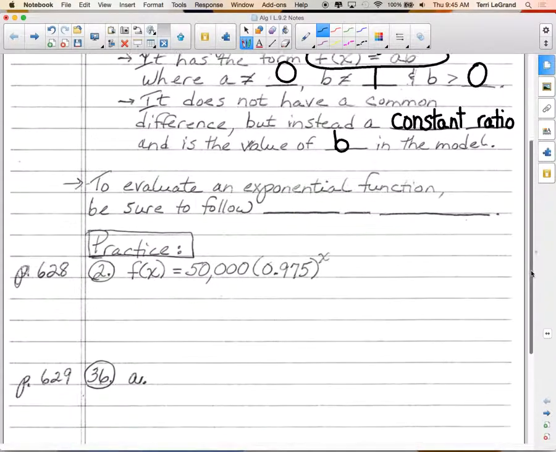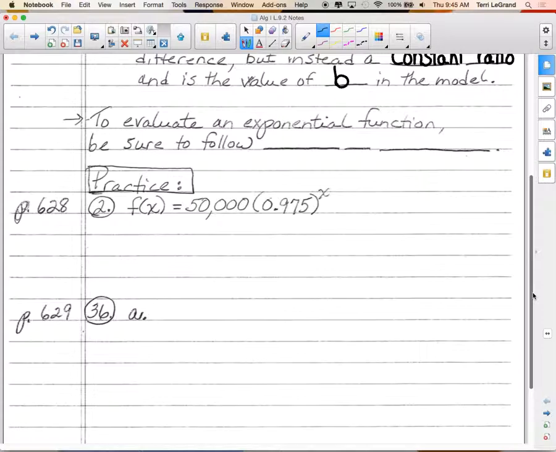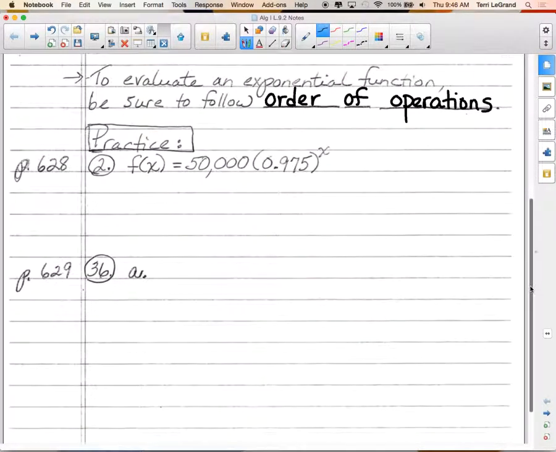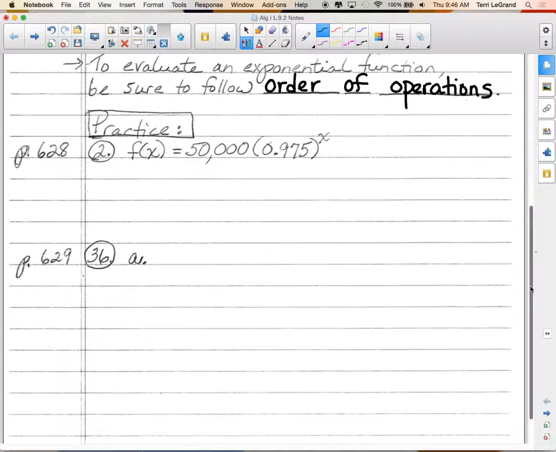So to evaluate an exponential function, one of the places students have the most trouble and end up getting it wrong is because they forget to follow order of operations. Make sure you follow order of operations. And don't get mad at your calculator if it doesn't do it for you properly. So you've got to make sure that you understand what's going on. Okay? So let's do some evaluating of exponential functions.